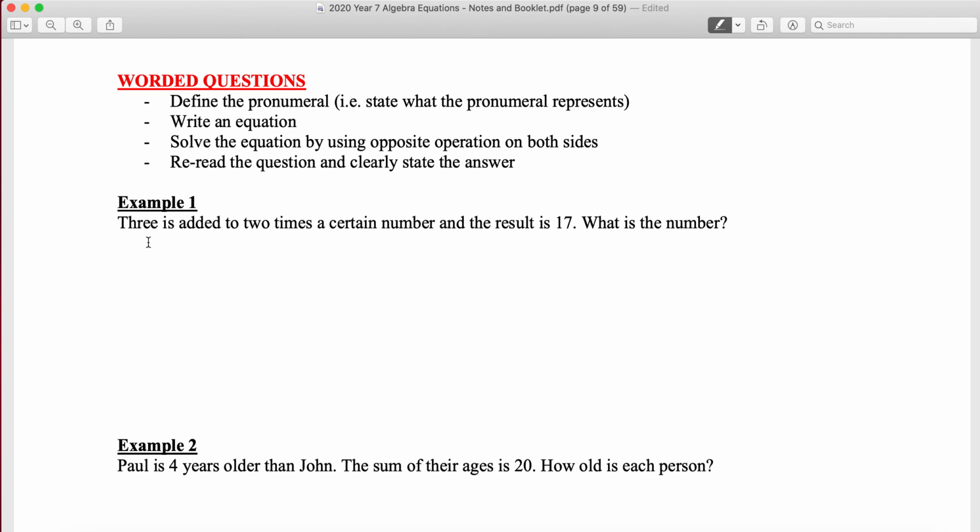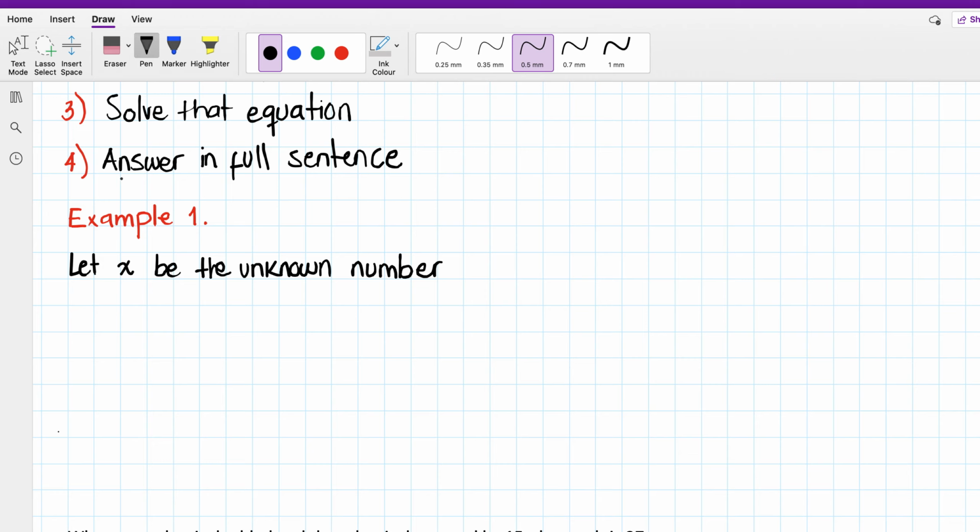So it says here, 3 is added to 2 times a certain number. You could have said, let x be that certain number, but it's much clearer to say the unknown number. But what is the number? So here is the important part. I'm going to highlight this. What is the number? Certain number. So that's what x is. Okay. Now, that's the first step. I'm going to put a small one. You don't have to put those numbers in your test as long as you follow the steps.